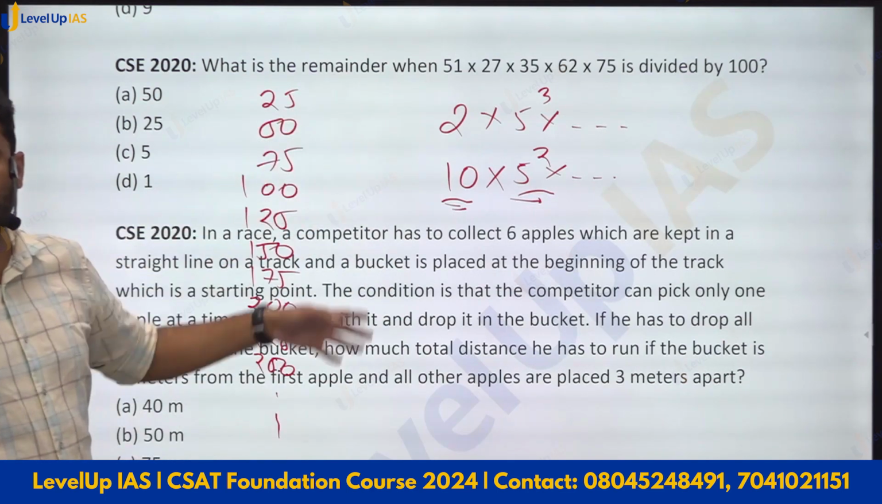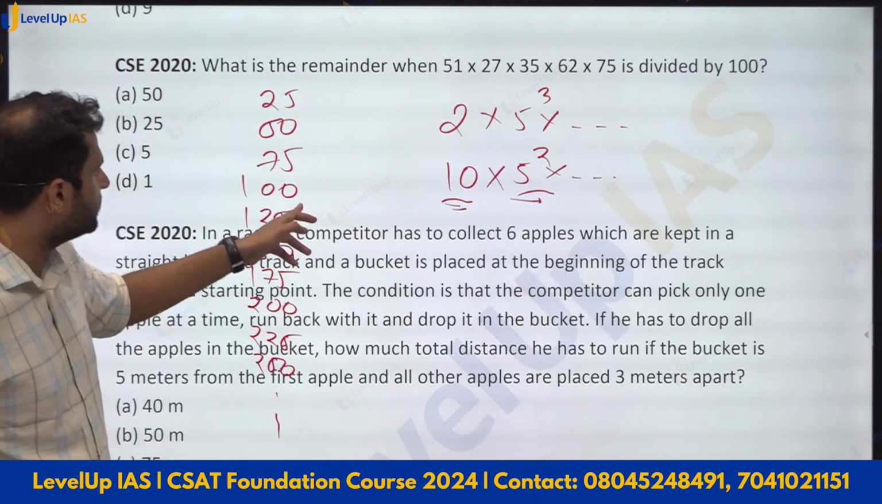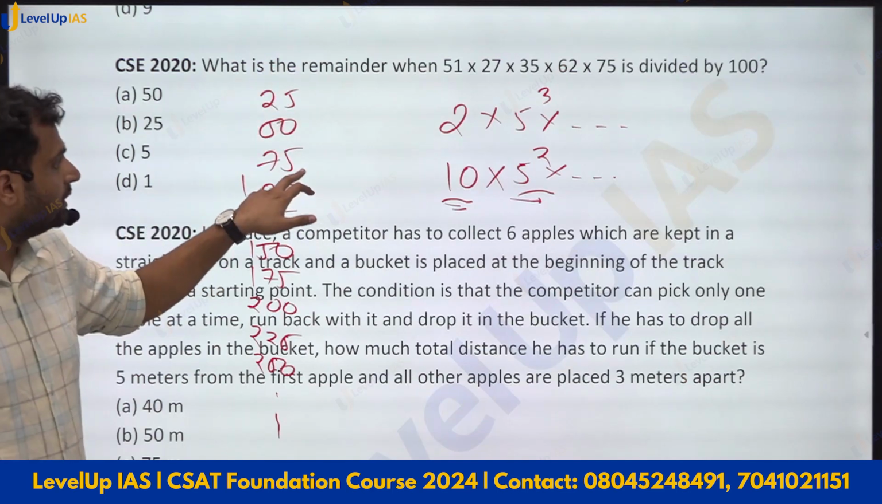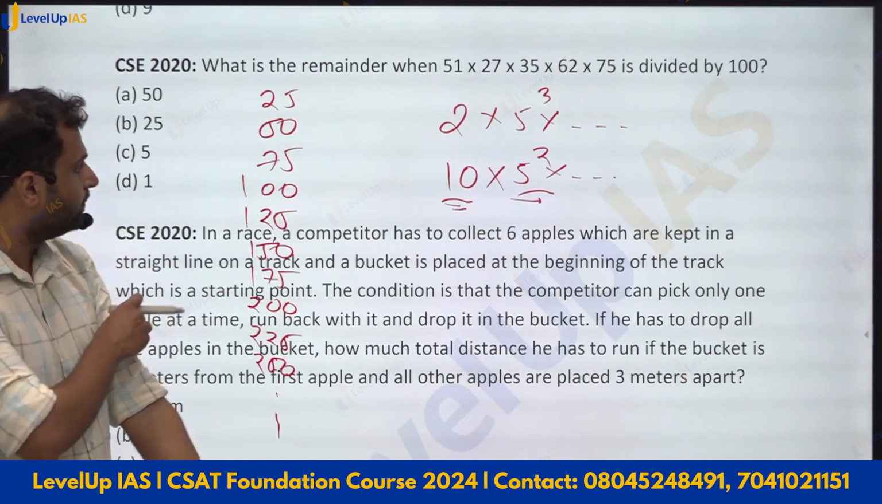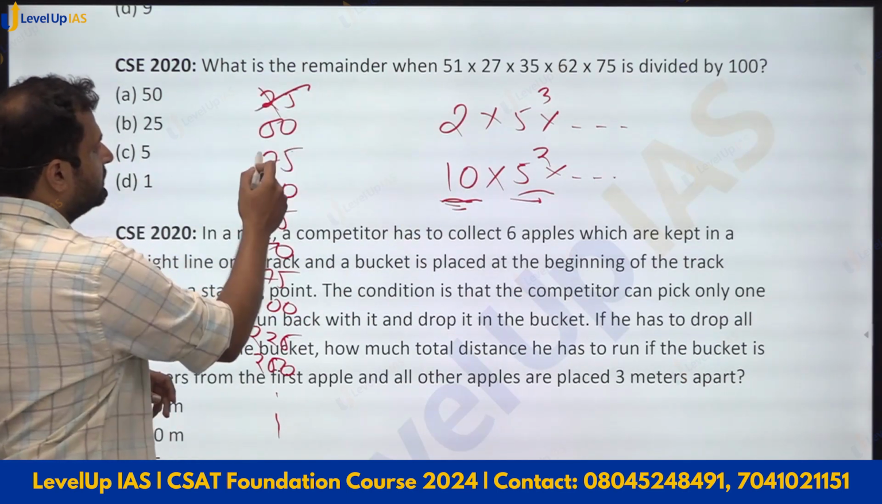So these are the multiples of 25. Any multiple of 25 has to have one of these four endings in the units and tens places, the last two places. And for this particular number, we have 0 at the end. So these two are not possible.